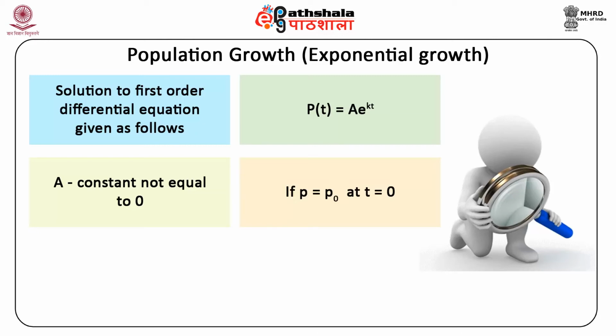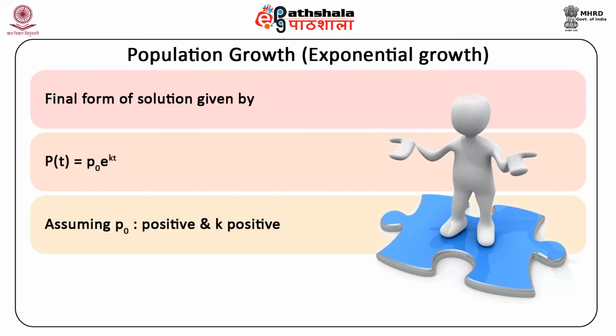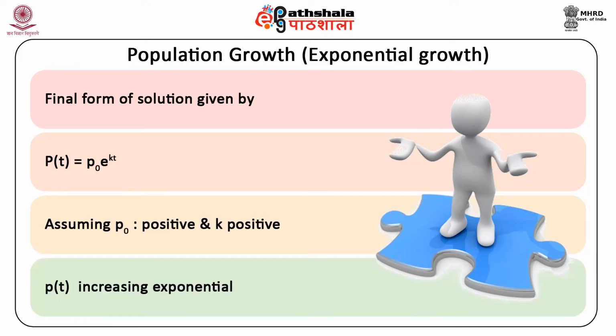If P = P naught at t = 0, then P naught = a e^0, which gives a = P naught. The final form of the solution is given by P(t) = P naught e^(kt). Assuming P naught is positive, and since k is positive, P(t) is an increasing exponential.